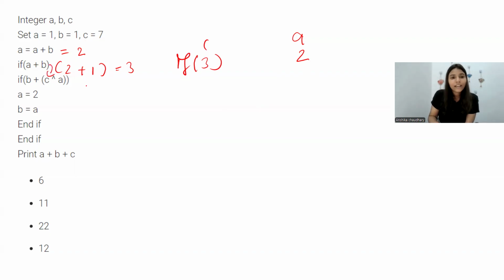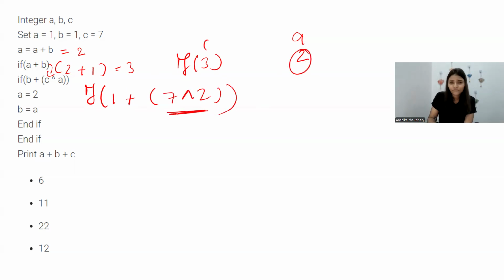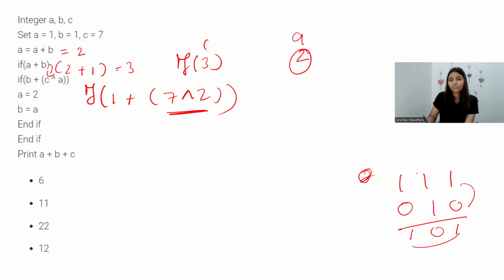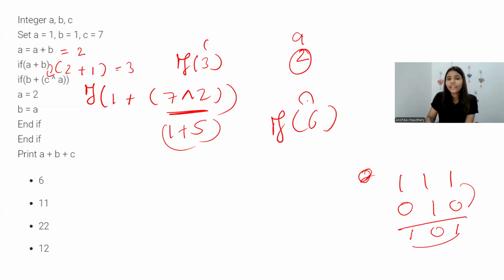We will come here. Again, let's check the condition if B plus C XOR A. So B was 1 plus C XOR A. So C was 7, XOR A's latest value is 2. Right. Again, let's check 7 XOR 2. So the value of 7 is 111 in binary and this is 010. Let's find out the XOR. So it will become 1, 0, 1. It is nothing but 5. So 1 plus 5 is 6. So again in the if we have a non-zero value, and every non-zero value is true. So again the condition is true.